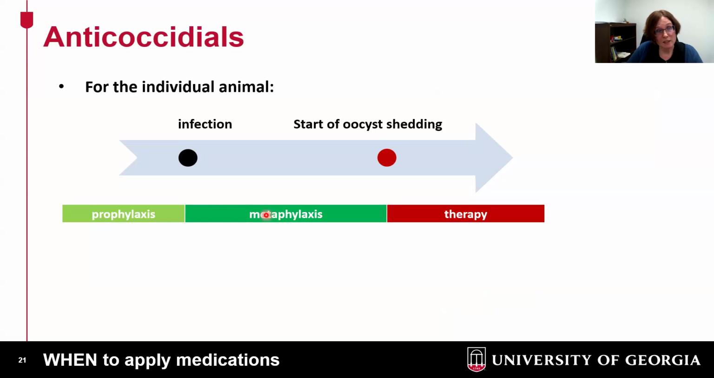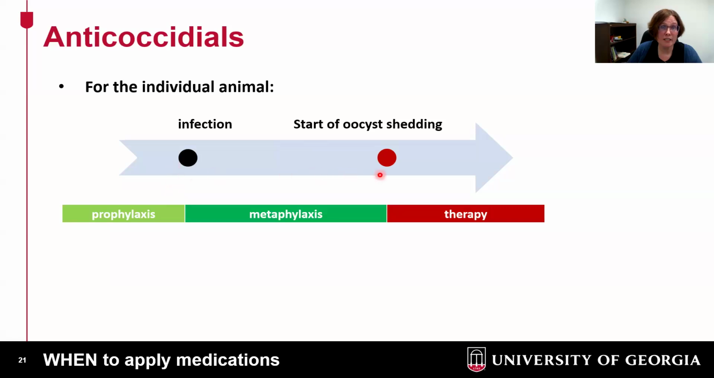So the next point on my list would be when to apply medications. So this is a timeline. As I said, infection is the first part of the whole story, but then we have a long internal development until we get to the start of oocyst shedding. So this is our black box here. We don't know that it's happening unless we see clinical signs and say, oh, this animal has diarrhea. It might be coccidiosis, but we cannot prove it.